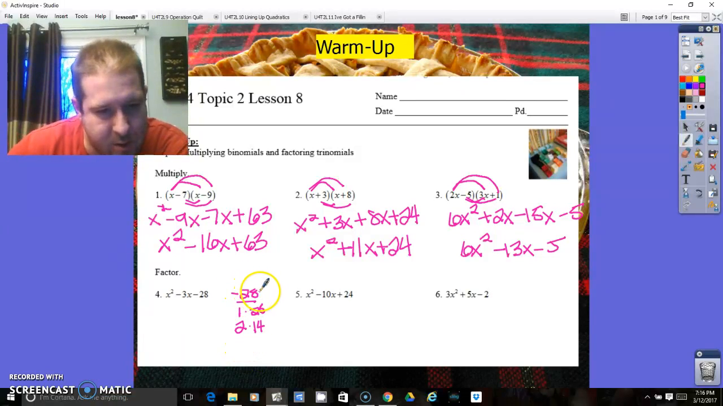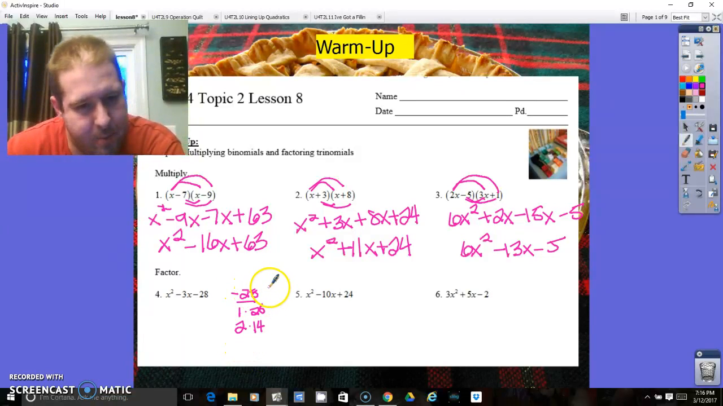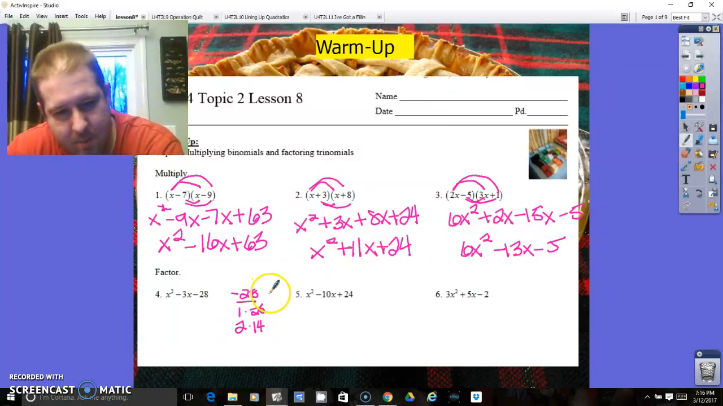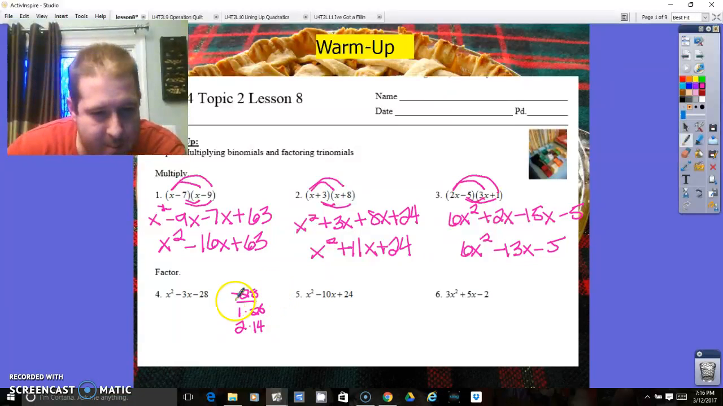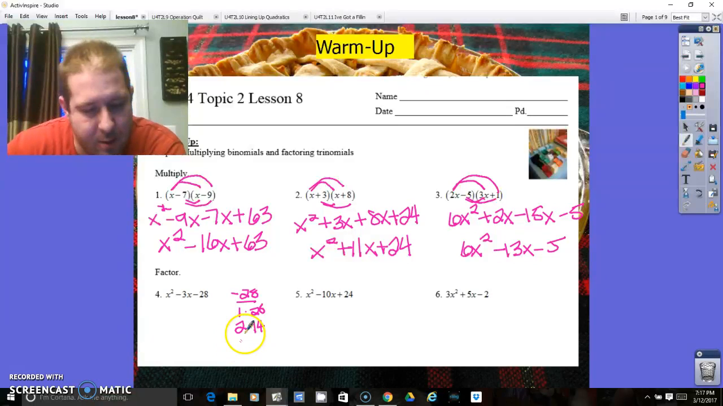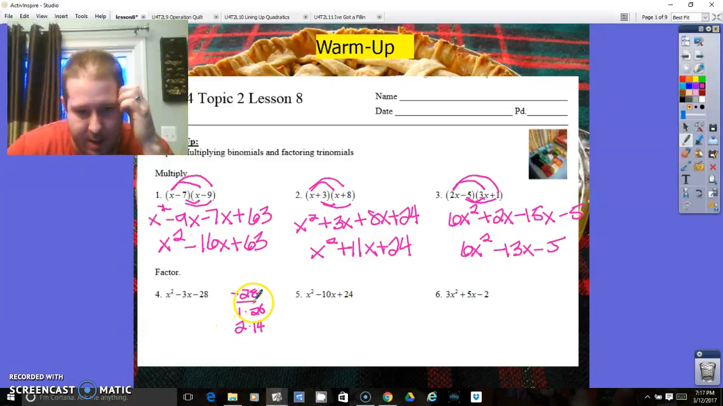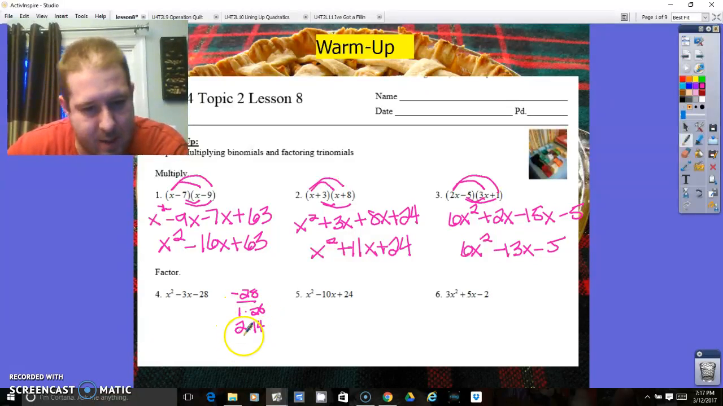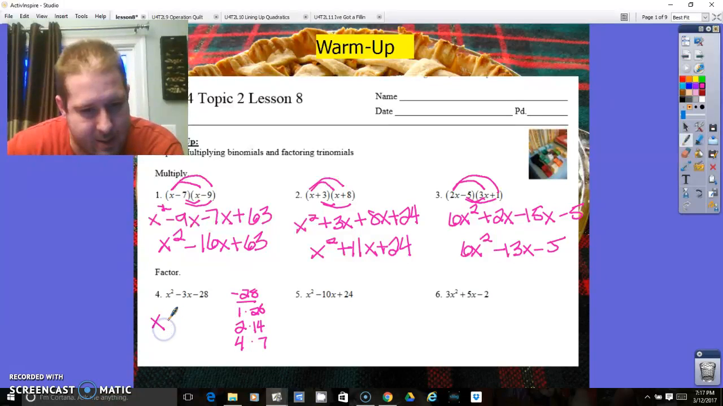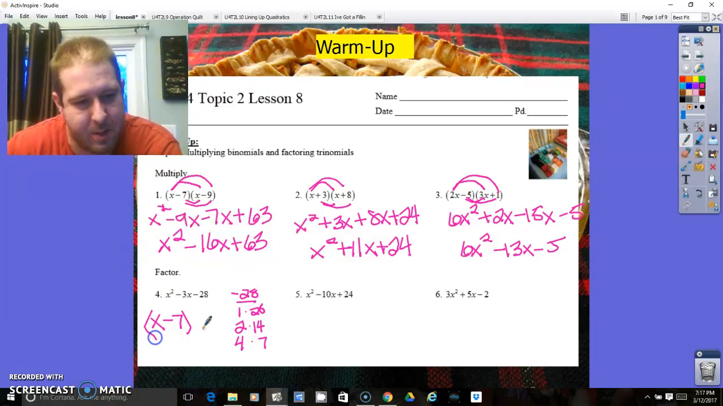Does 3 go into 28? 3 times, let's see, 7, 3 times 8 be 24, 3 times 9 be 27. Nope, sure doesn't. Does 4 go into 28? So 4 times 6 is 24, 4 times 7 is 28, so there it is. And that happens to be the number that we are looking for. So we know the answer is going to be x minus 7 times x plus 4.